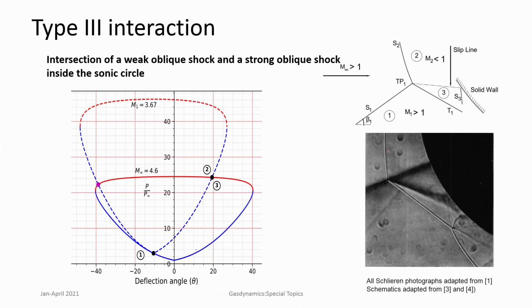So, this is the flow picture for Schlieren of such an image. So, here you can see these are the shocks, and here you have the slip line originating over here and impinging on the body around this region. Okay. And the corresponding shock polars, it is drawn for the triple point TP1, and point 2 and 3 are located here.